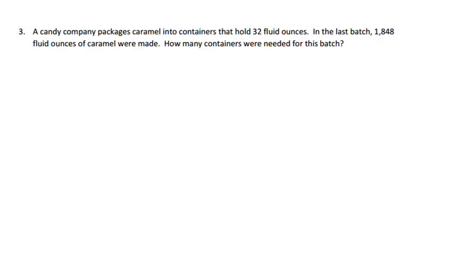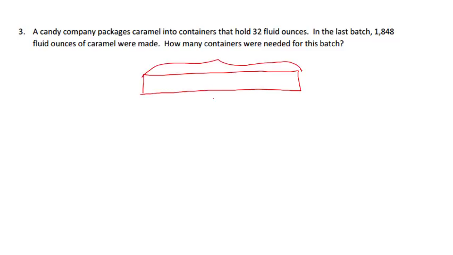A candy company packages caramel into containers that hold 32 fluid ounces. In the last batch, 1,848 fluid ounces of caramel were made. How many containers were needed for this batch? Once again, if we look at a tape diagram, we know the total amount was 1,848, and it says they were put into packages of 32 fluid ounces. And we want to know how many packages.